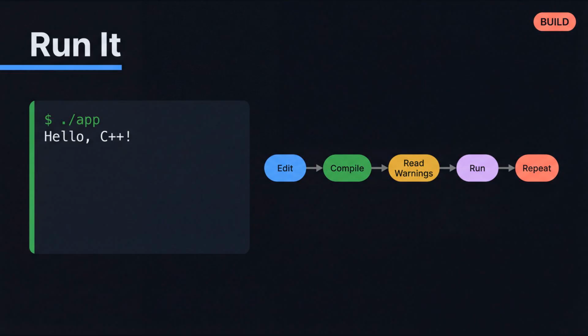Now here's the important part, the edit, compile, run loop. This is the fundamental development cycle. Step 1, edit your source code. Step 2, compile. Step 3, read warnings. Never skip this step. Step 4, run the program. Step 5, repeat. Every professional developer follows this loop thousands of times per project. Learning to read compiler warnings early is what separates good developers from frustrated ones.